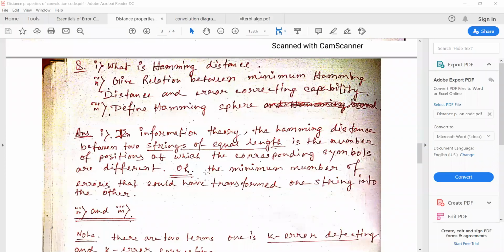Okay, so in this video we will keep it very short, because this is about a very important question from your previous year papers, and it has been asked several times. It is: what is the Hamming distance, and give the relation between the minimum Hamming distance and the error correction capability. This relation is very important. And the next thing is: define the Hamming sphere. What is the Hamming sphere?